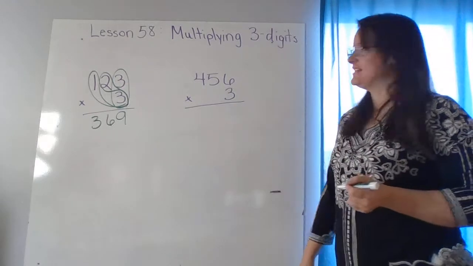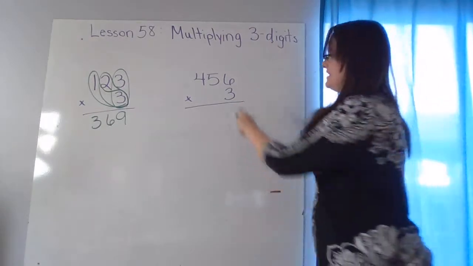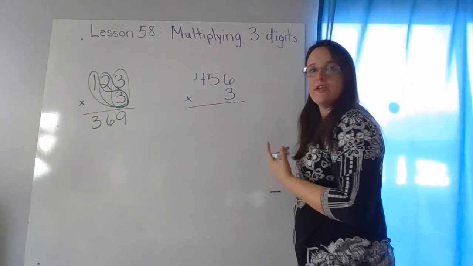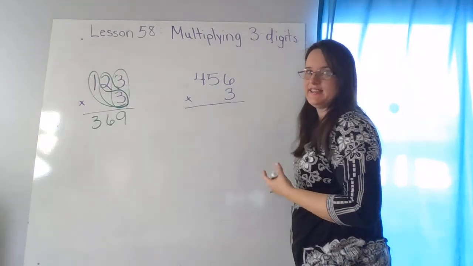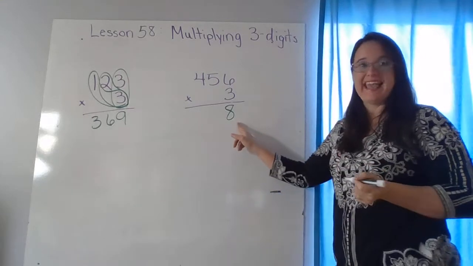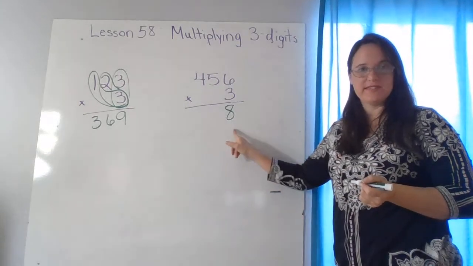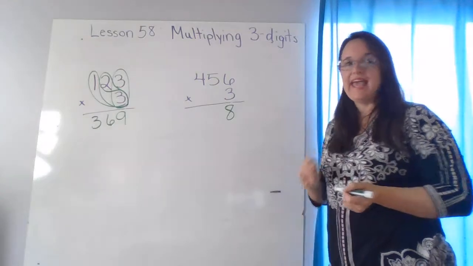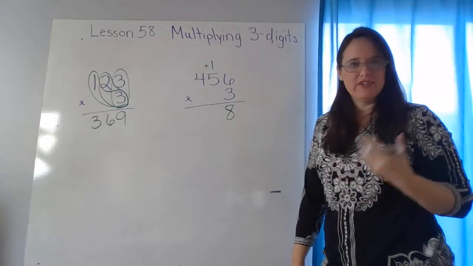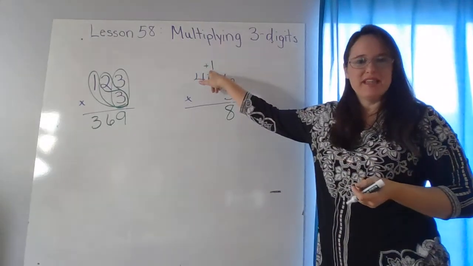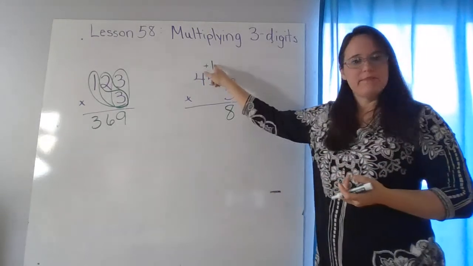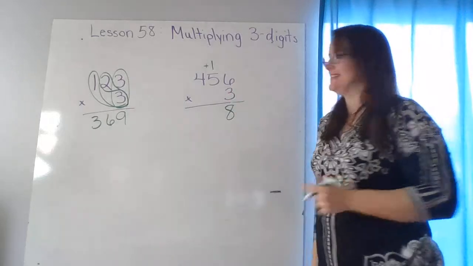All right, let's look at a different example. Same process. We're going to take our 3 here times the ones place. 3 times 6 gives me 18, so now I have to carry. My 1 in 18, the 8 is in the ones place, that goes down here in the answer. My 10 gets carried over here. And remember, from multiplying 2-digit numbers, I like to write a +1 so that I remember that I'm going to add that at the end. This number doesn't get multiplied, it gets added.